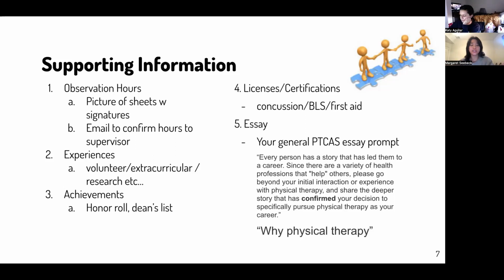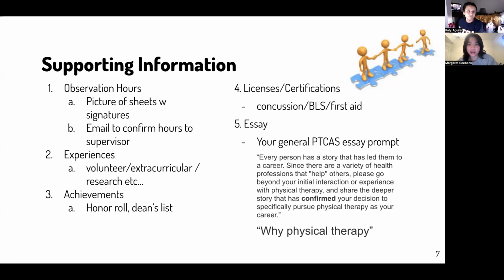So this is where you're really going to want to build up your profile. Not everything is required. Observation hours, achievements, and the essay are, but experiences and licenses, you don't need to have anything. It's not required by PTCAS. So if you really want to one-up your application, really focus on your experiences and maybe try to get a license or certification, because that will make you stand out as an applicant through PTCAS. So yes, for experiences, you're just going to put volunteer stuff, extracurriculars, and your research involvement.